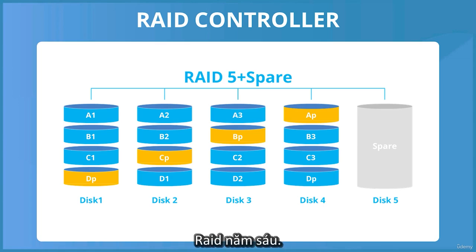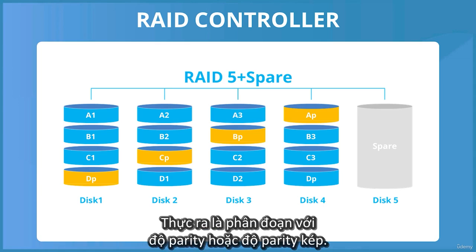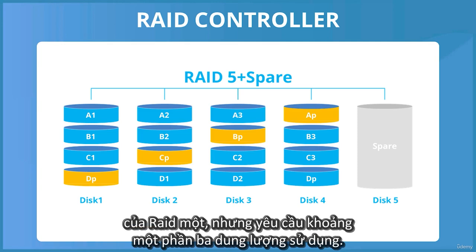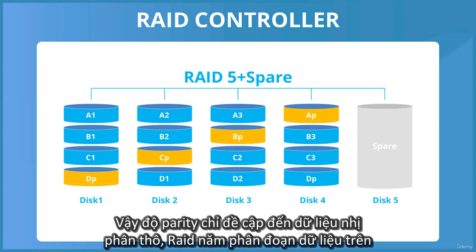So what's this RAID 5/6? Well, striping with parity or double parity. RAID 5/6 combines the performance of RAID 0 with the redundancy of RAID 1, but requires about 1/3 of the usable capacity. So parity just refers to raw binary data.